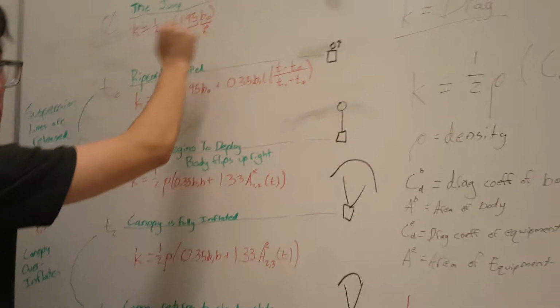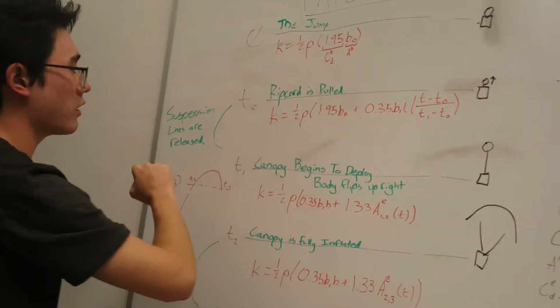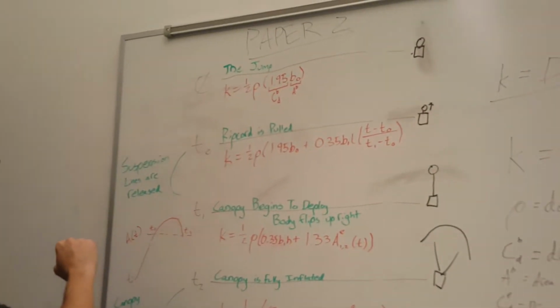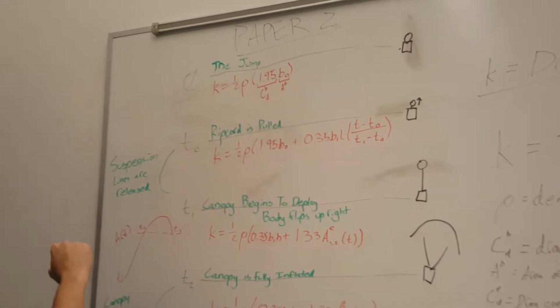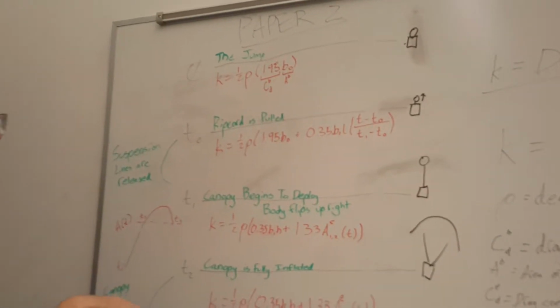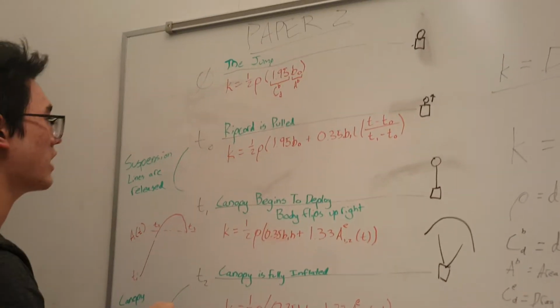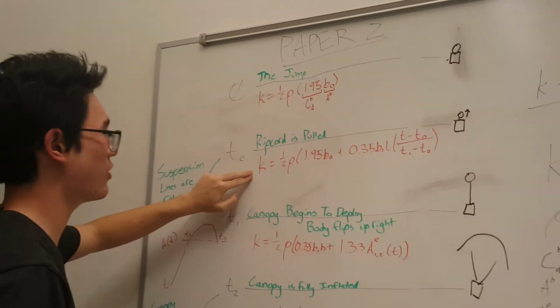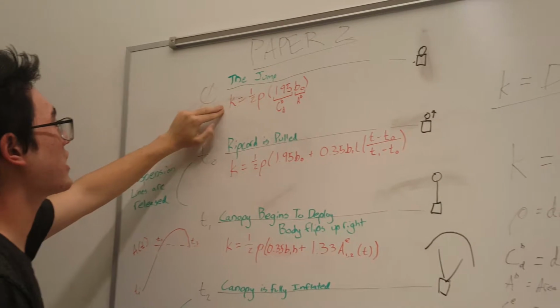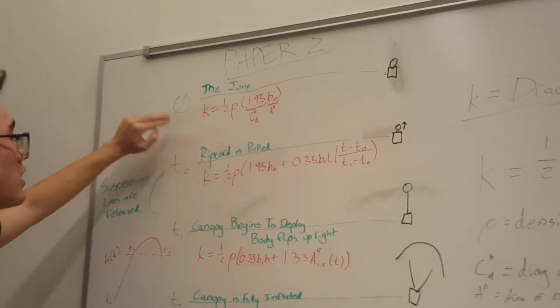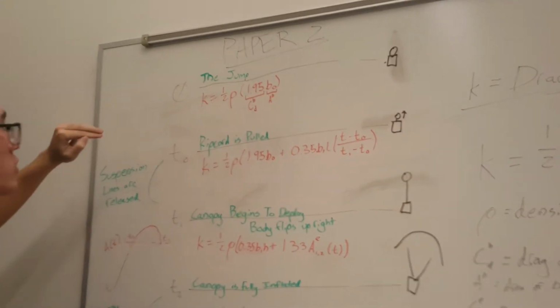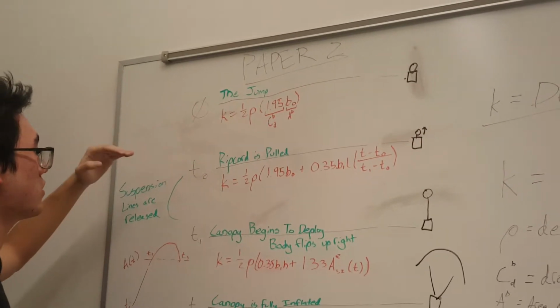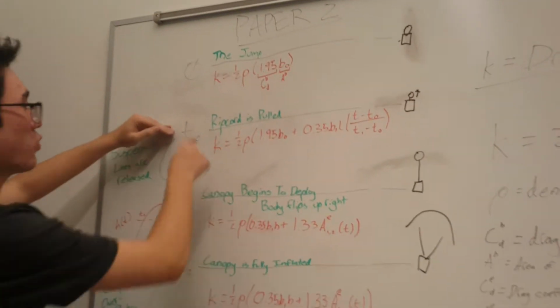Oh, and I think all the k should be multiplied by v squared to get the actual drag force, but it's the same in all of them. This is another drag coefficient, right? This will be times v squared to get the complete drag force. And then we go to time 0, which is when the ripcord is pulled.